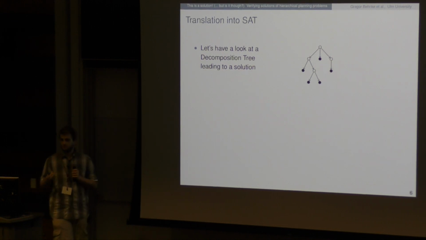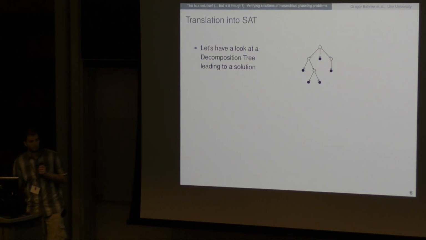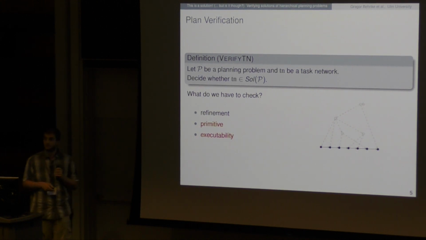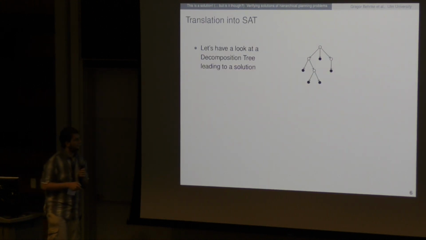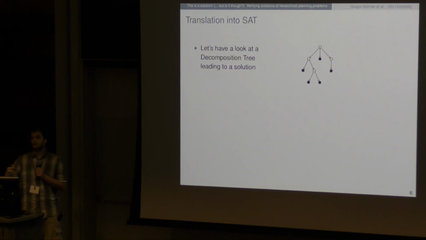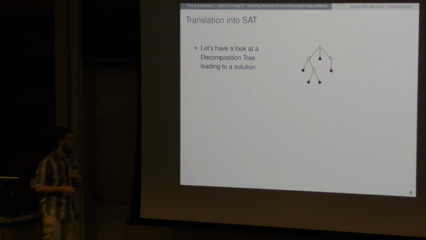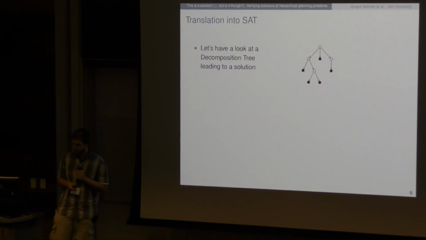A witness for this refinement is called a decomposition tree. These are the trees I've shown so far, which always start with the initial abstract task, and their leaves are the primitive tasks that are contained in the sequence we are given. So just have a look at one of these trees.